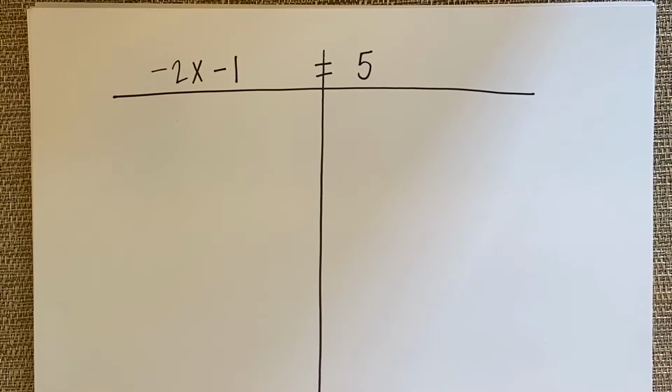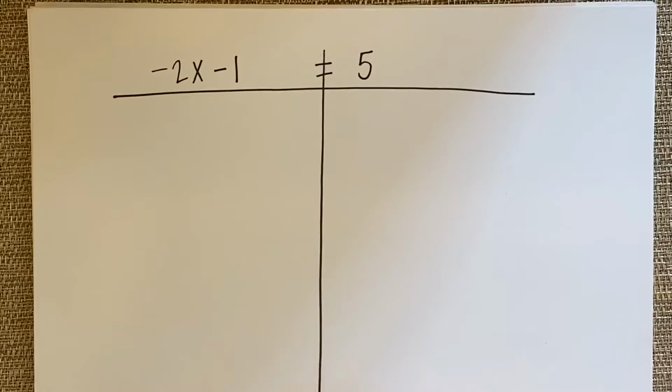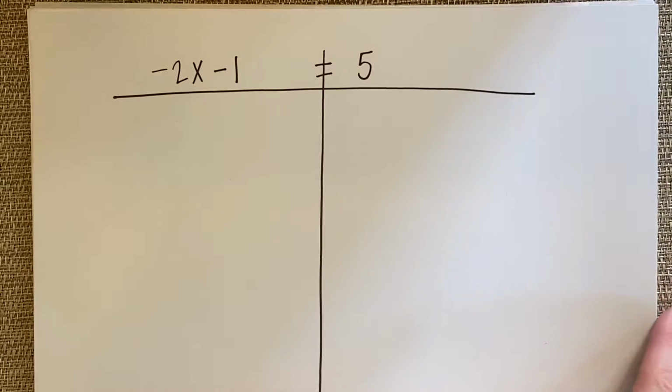In this video, we're going to use algebra tiles to solve two-step equations. The equation we're going to look at today is negative 2x minus 1 is equal to 5. Now, before we can get into solving, we need to review what our algebra tiles actually represent.